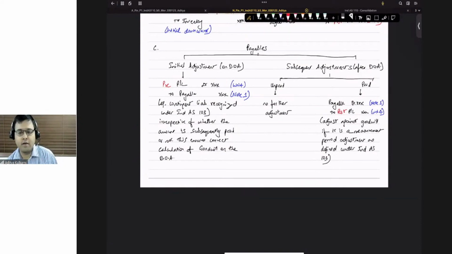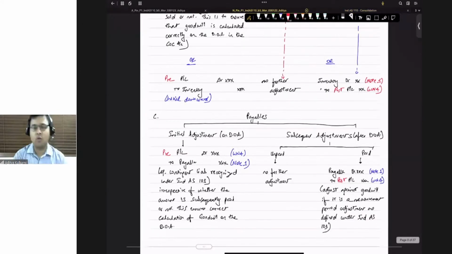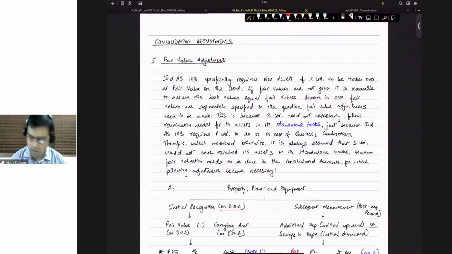Good morning, everyone. So today is our second session on Ind AS 110 that deals with consolidation. I hope you could go through those notes which I had discussed with you in the last class. And I also hope that you could have a look at the problems that I requested you to go through. Okay, so today we will start with some questions and then move on to certain additional adjustments. So let us start today's session.